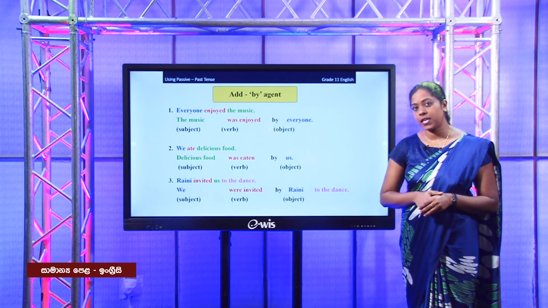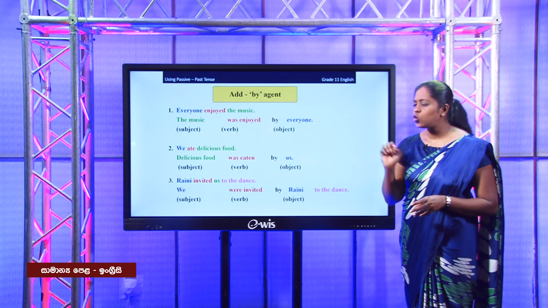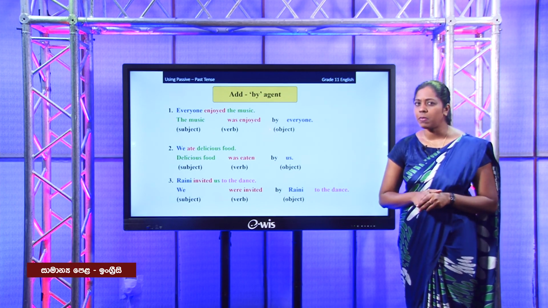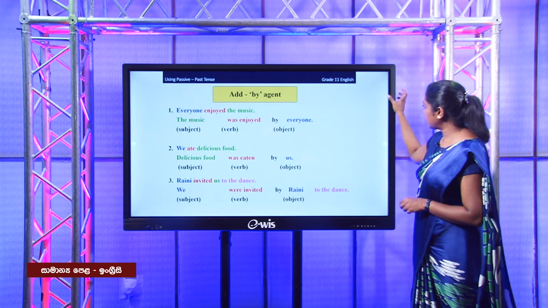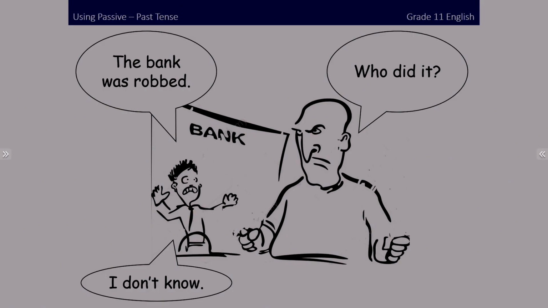There can be passive sentences where we drop the by. We don't normally use by in certain sentences when the idea is clear. Okay? This is such an example. Look at this incident, this situation.